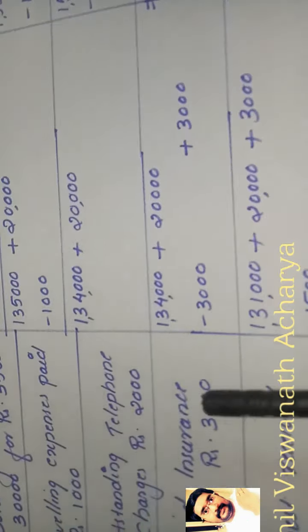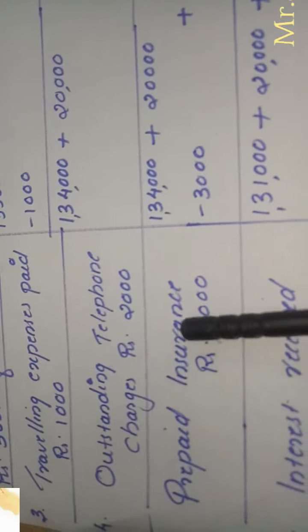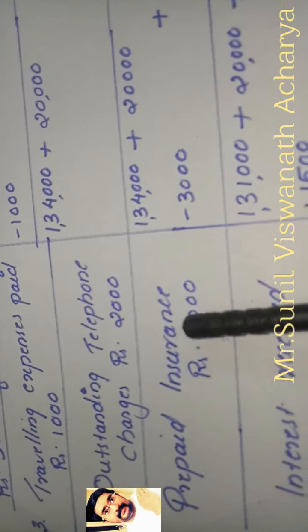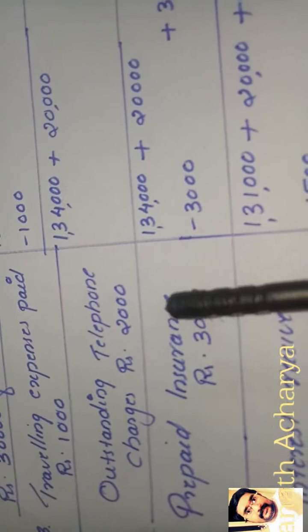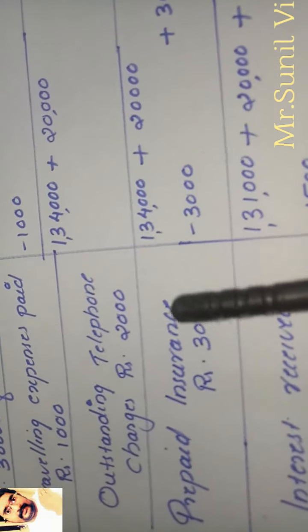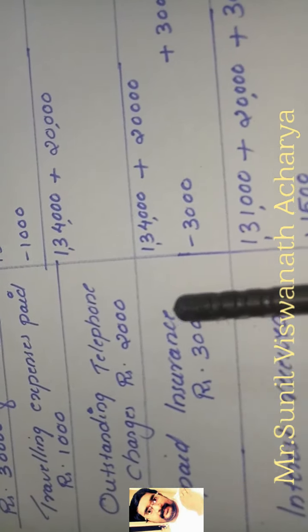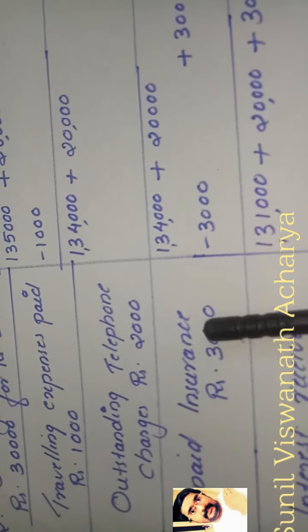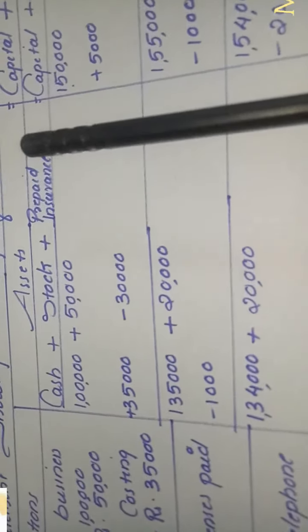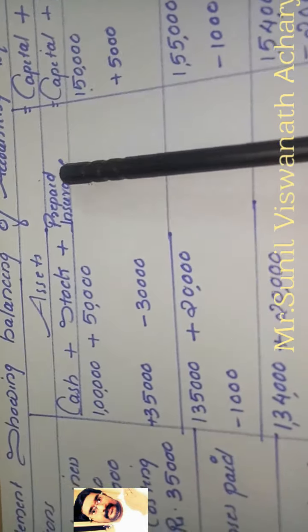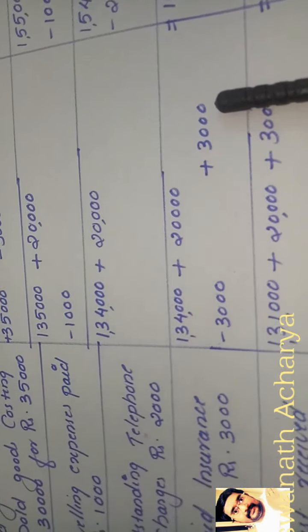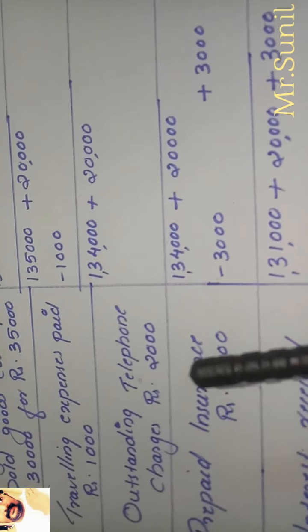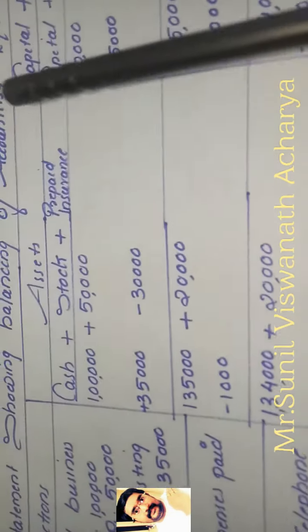Now the next transaction, prepaid insurance rupees 3,000. Prepaid insurance means insurance of next year we paid this year. We paid insurance in advance. Any advance expense paid is a benefit we will get in the next year only. So it belongs to next year. So it is an asset for us. So prepaid insurance we will write on the asset side as a separate heading, 3,000. Any expense paid in advance is our asset, a current asset.